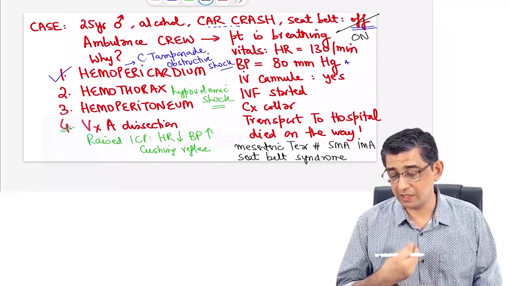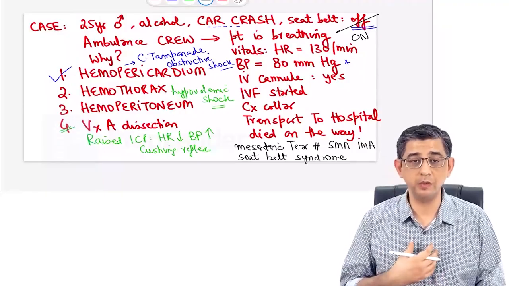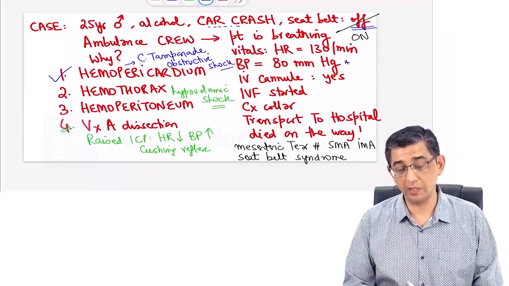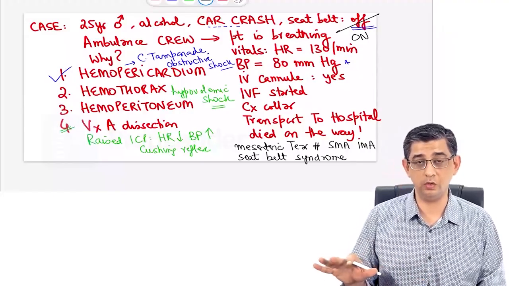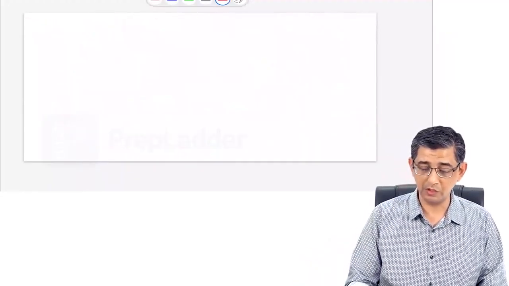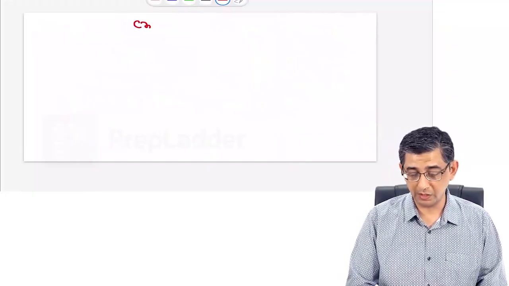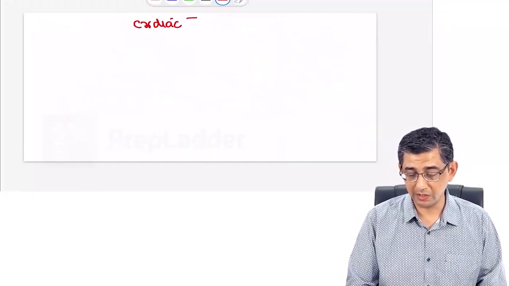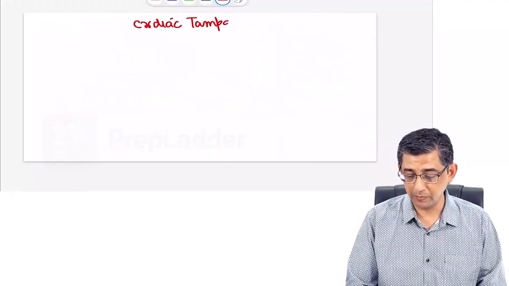So seatbelt off is definitely a disaster because that will contribute to hemopericardium and cardiac tamponade. But even when the seatbelt is on, the danger is not over. It can actually cause a mesenteric tear as well. The answer to this question is hemopericardium. Because cardiac tamponade is what they love to ask in the exam, I will spend a few more minutes on it.